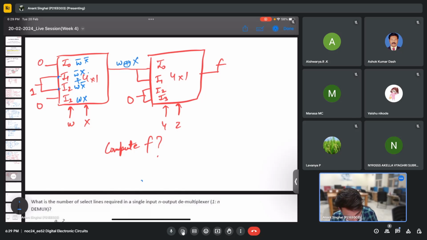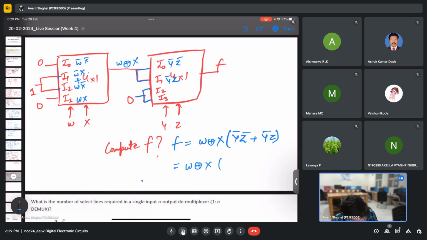That is correct. Now I have both the inputs as W XOR X for this, and we can ignore this because it is a 0. So here I will get Y complement Z complement, and here I'll get Y complement Z. If I compute F now, it will be W XOR X times Y complement Z complement plus Y complement Z, and W XOR X, I can take Y complement common. It will be Z plus Z complement, that will be 1. So finally it will be W XOR X times Y complement only. So yeah, it is correct.